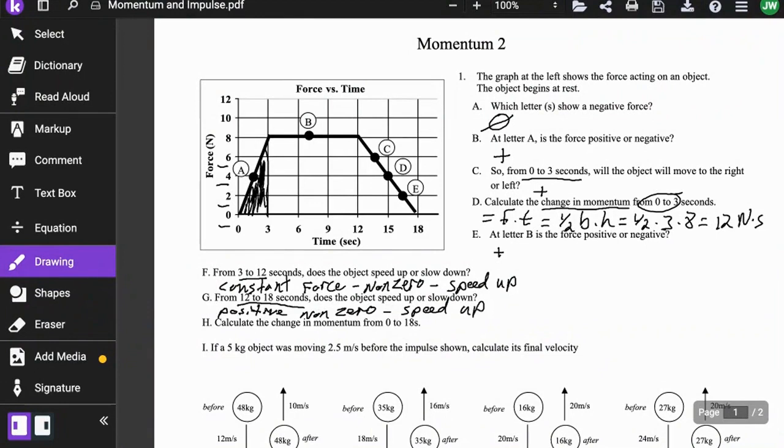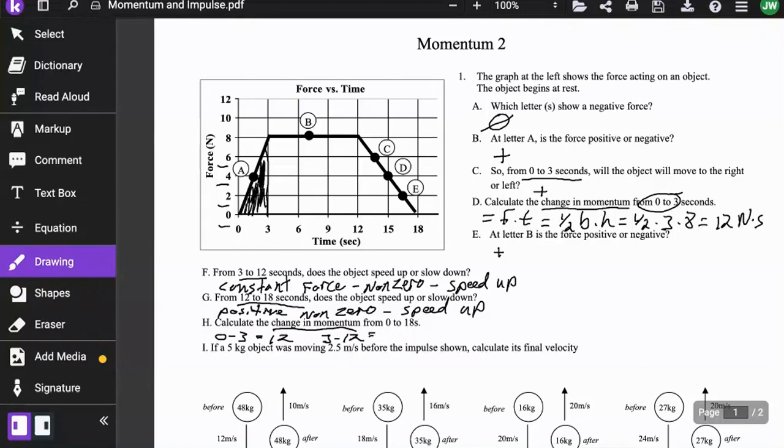Calculate the change in momentum from 0 to 18 seconds. The entire graph spans from 0 to 18 seconds. Change in momentum is impulse. Impulse is force times time. So we're going to look at the area under the graph for the entire span. Initially, we have 0 to 3. We've already calculated that as 12. We did that back in answer choice 1D.